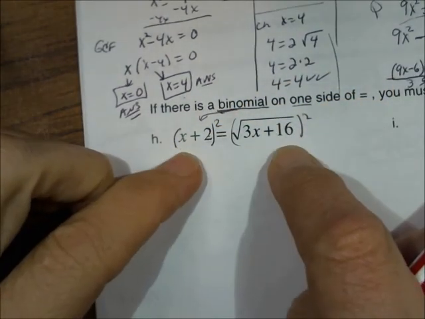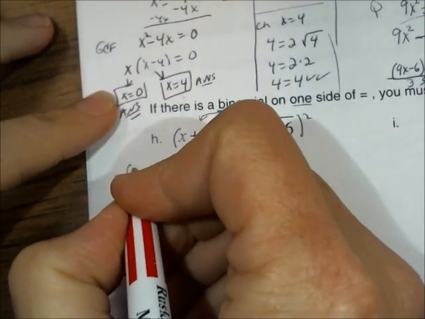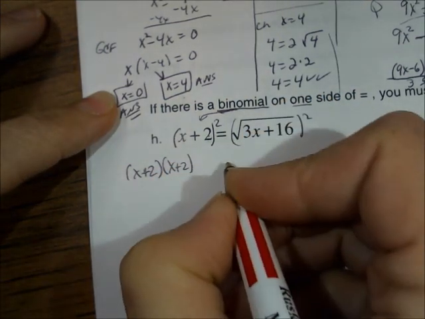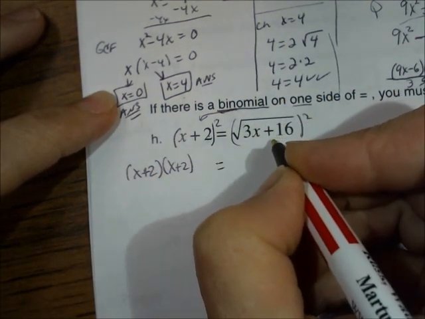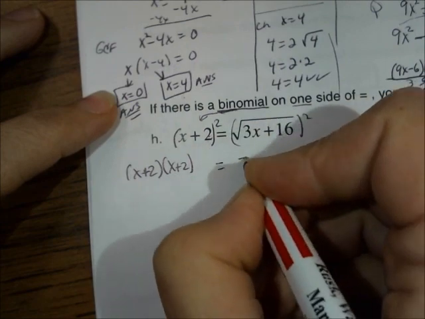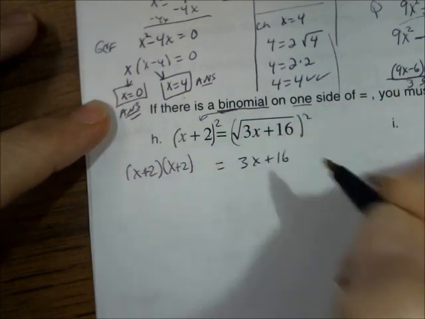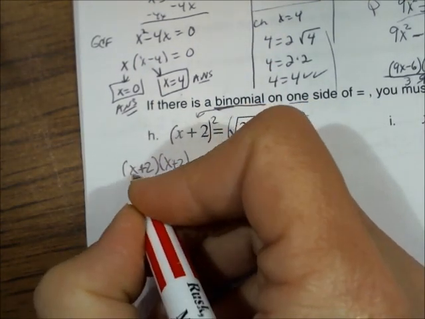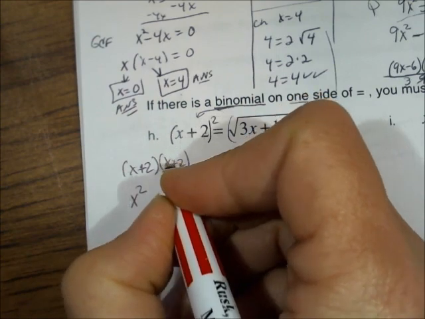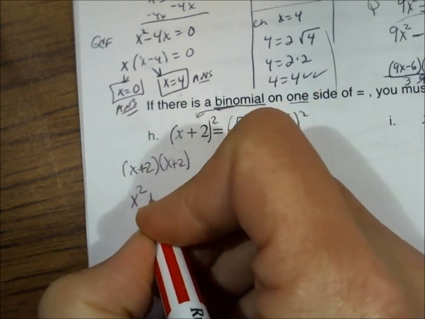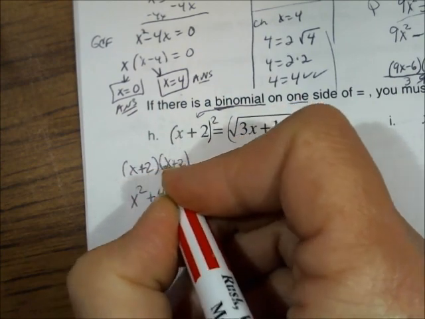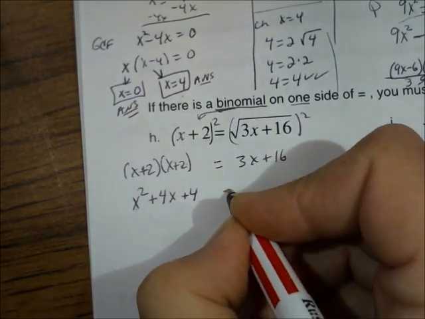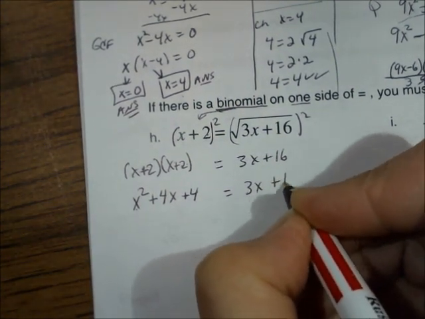Remember, we're squaring both sides. So x plus 2 squared is x plus 2 times x plus 2, and that's going to be a FOIL. The square root of 3x plus 16 squared is just 3x plus 16 when you square a square root. So this is FOIL. X times x is x squared. X times 2 is 2x. X times 2 is 2x. 2x plus 2x is 4x. And 2 times 2 is 4. When you get done FOILing that, you're going to get x squared plus 4x plus 4, and that is equal to the right-hand side, 3x plus 16.